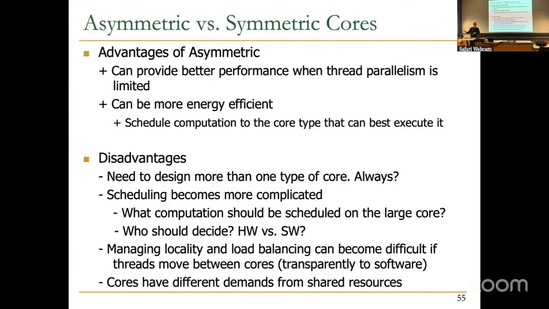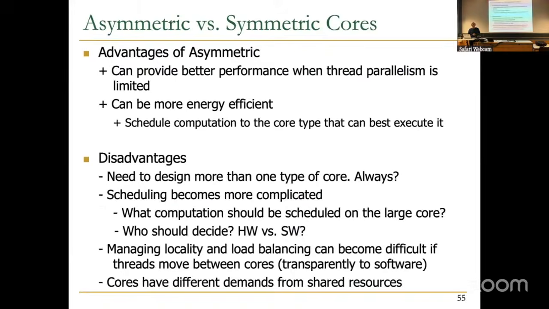There's load balancing also. The programmer may have tried hard to balance the load, assuming that your code is executing on multiple cores. Now underneath, you're moving things. How does that load balancing change, right? So load balancing is a tough problem, as we will see a little bit more. And cores may have different demands from shared resources also. That's something important to think about. Like how do you actually provide access to different cores to shared resources, like the memory controller, caches, etc.